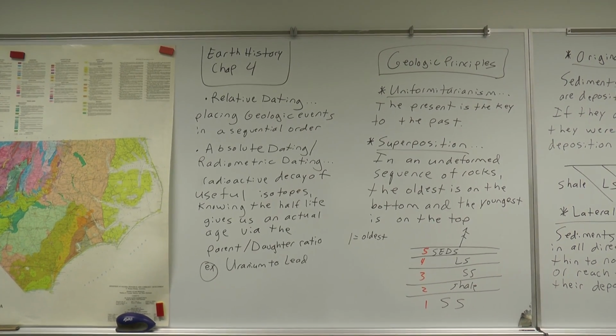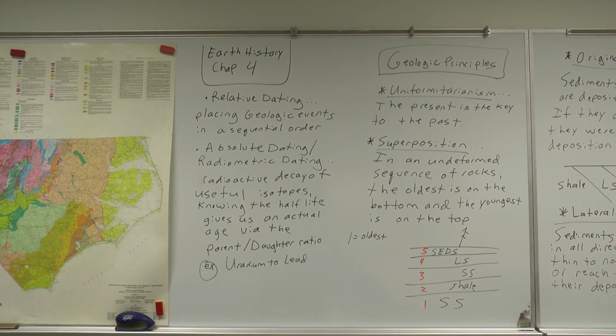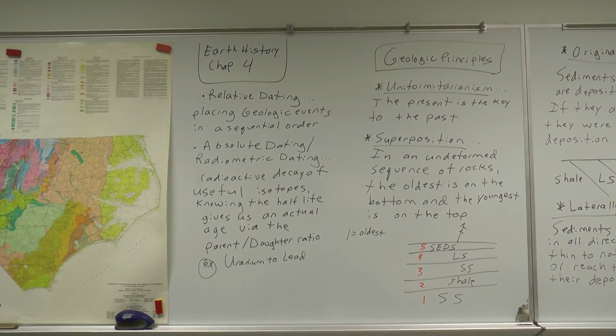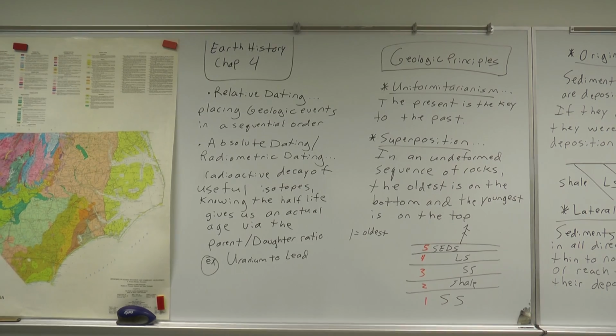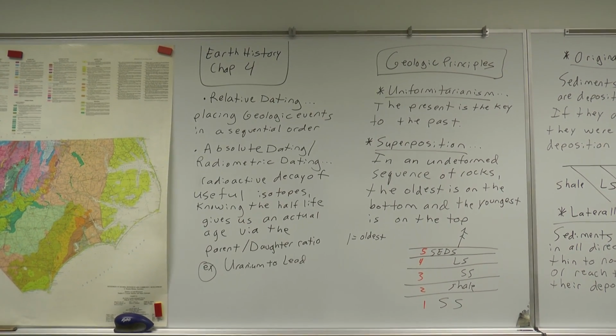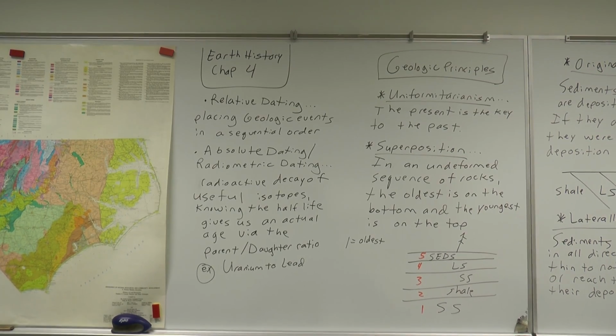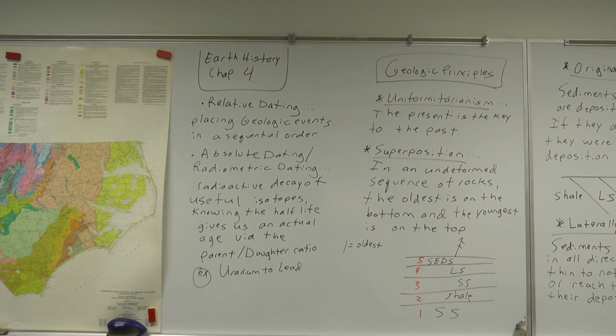So the half-life is the amount of time it takes for half of the parent material, meaning say uranium, to decay all the way down to the final step, which in this case is lead. Once these things get to lead, then it's a stable isotope and it will not decay anymore.